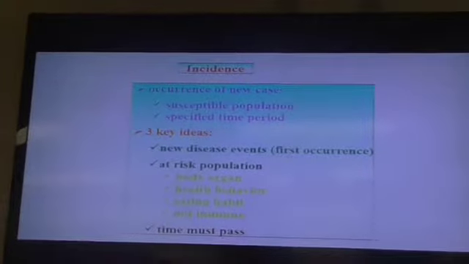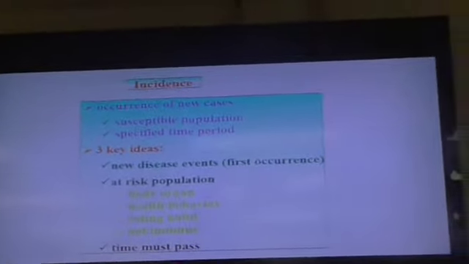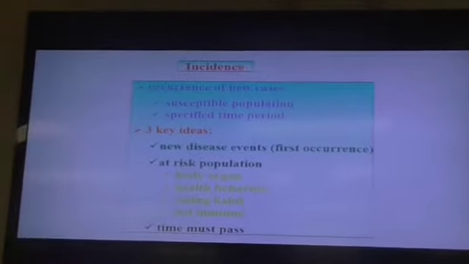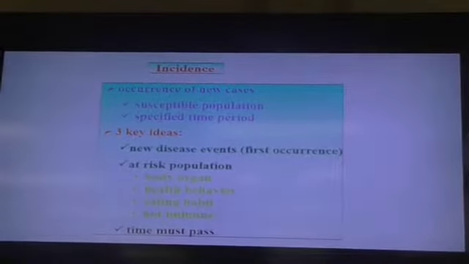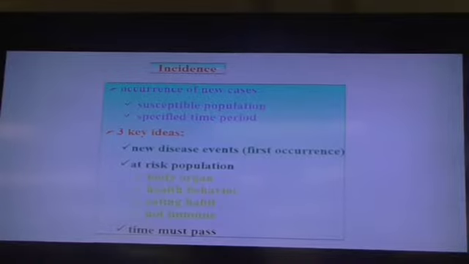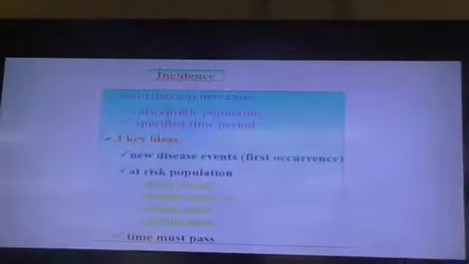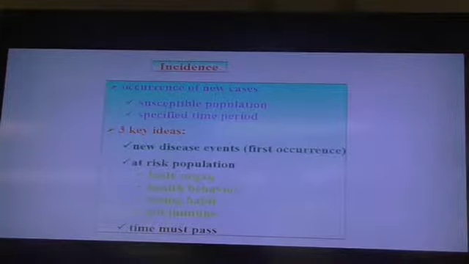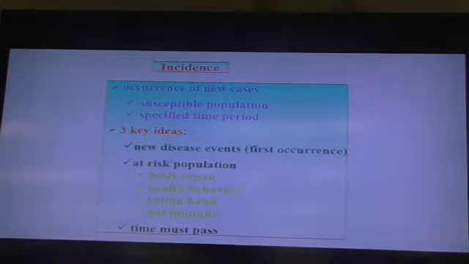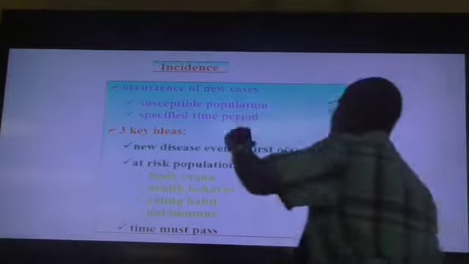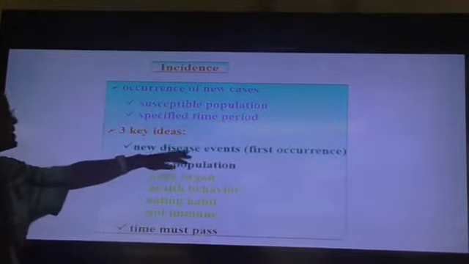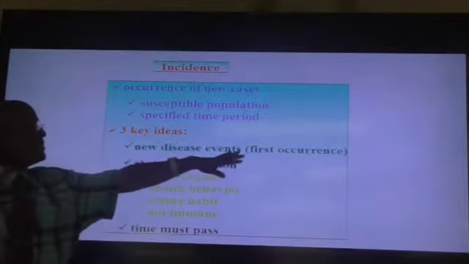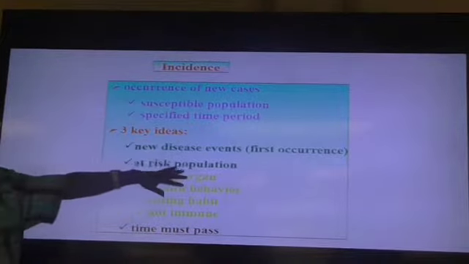So in order to measure or collect data on incidence, the population has to be susceptible for the condition, and also time has to pass. So these are the two key elements in measuring incidence. So this is new disease event, that is the first occurrence. The population has to be at risk.